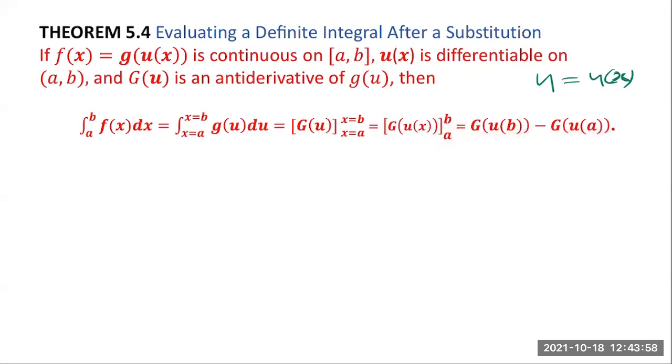Okay. And the next theorem tells us a way to go with u limits instead of going with x limits. Here, see, we went with x limits until we got the final answer, right? But the next theorem tells you a way to go with u limits instead of x limits. Okay, let's look at that theorem now.